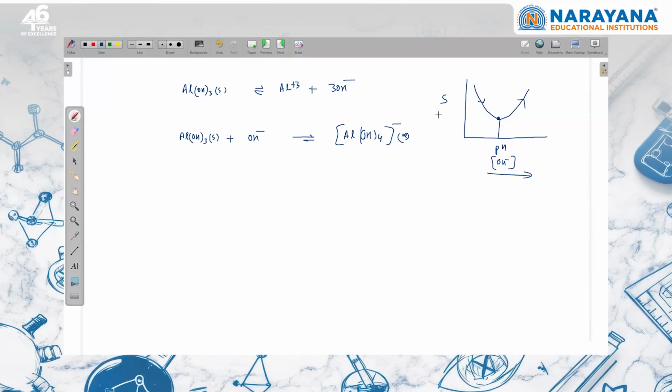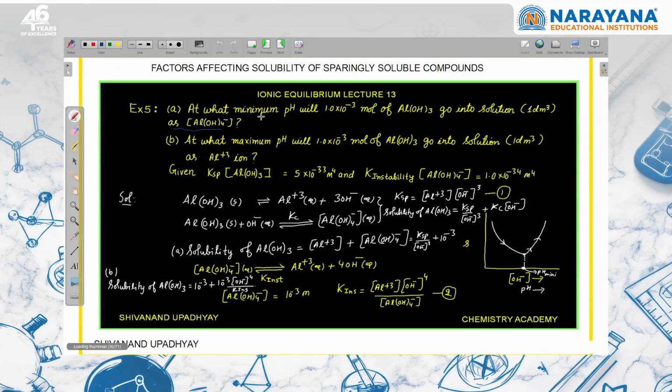But here the question is, they are asking at what minimum pH will 10 to the power minus 3 moles of aluminium hydroxide go into the solution as Al(OH)₄⁻, right? So here they are saying that the concentration of Al(OH)₄⁻ is 10 to the power minus 3. They have given this concentration because whatever dissolved is converting into this form.